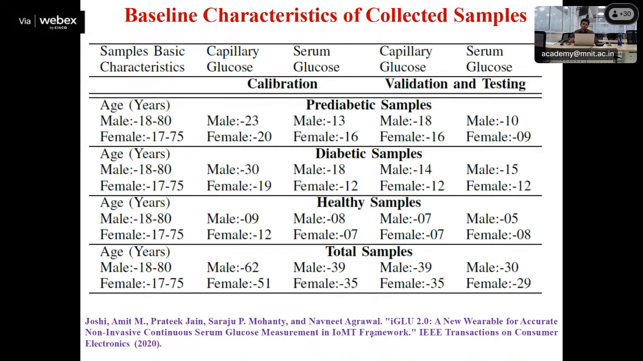Now, in order to collect samples and measure the blood glucose value, we used samples from different patients. You have a healthy patient, a diabetic patient, and a pre-diabetic patient. All these different categories of people were recruited to collect the data.